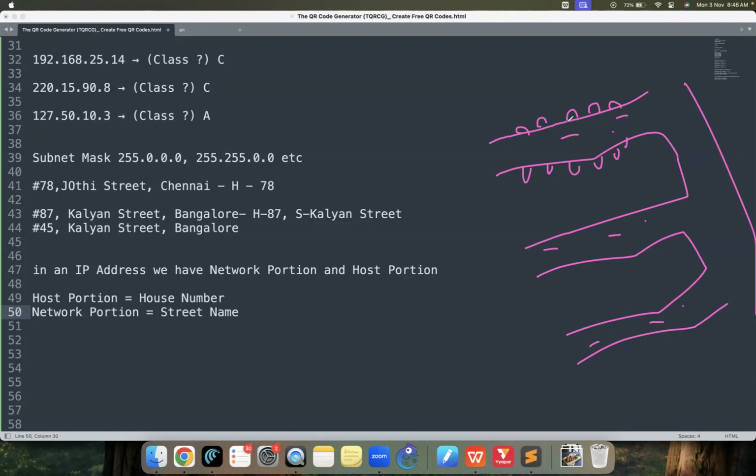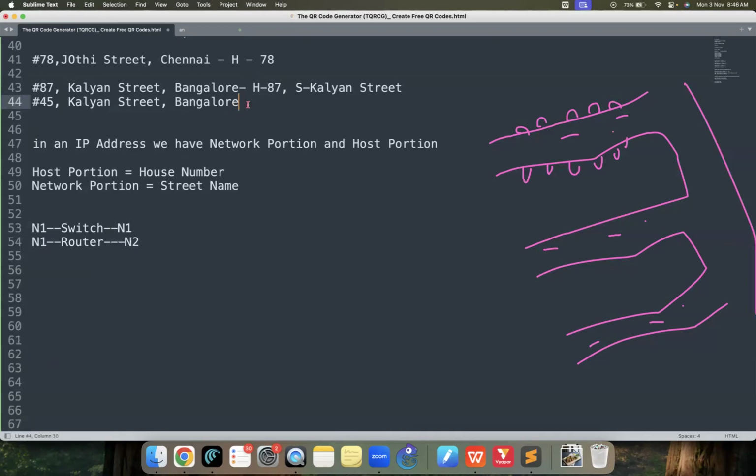Clear? Now, if I give you two blocks of IPs with the same network portion, I can tell they belong to the same LAN. The result is, if two PCs have the same network, N1 to N1, we have to use a switch between them. And if we have network 1 connecting to network 2, we have to use a router between them.